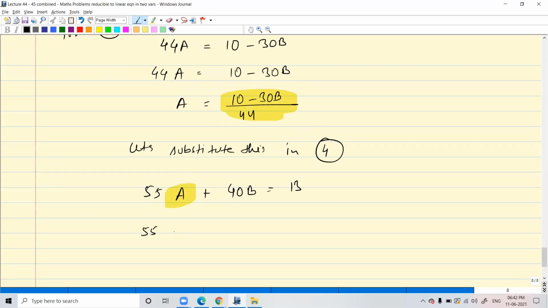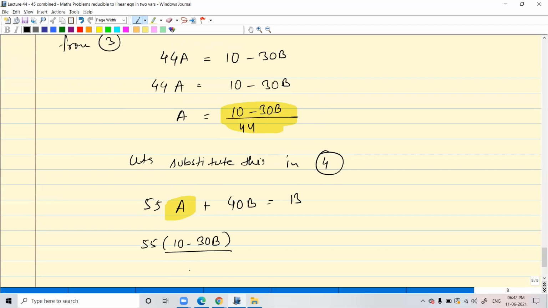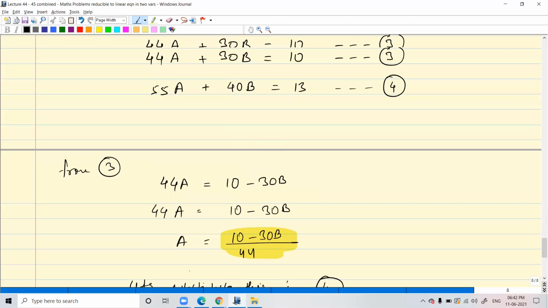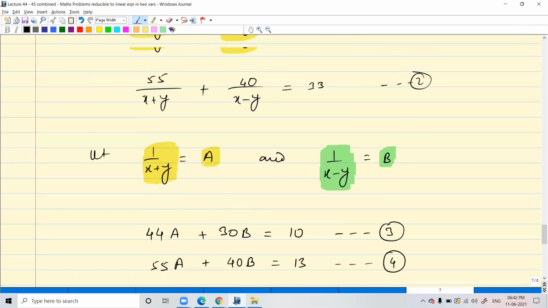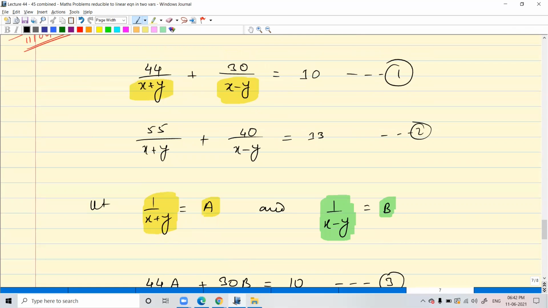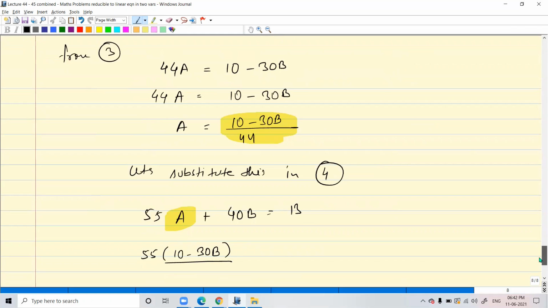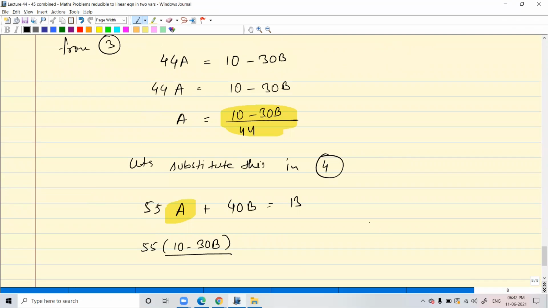Sir, actually, I got the value of a as 10 minus 44b by 30. Like I took x. Check your equation. Is the equation the same? Okay, you would have taken a and b differently. That's okay, that doesn't matter. Ultimately, finally, you will get the same value of x and y.